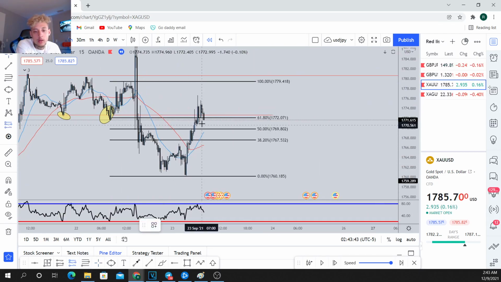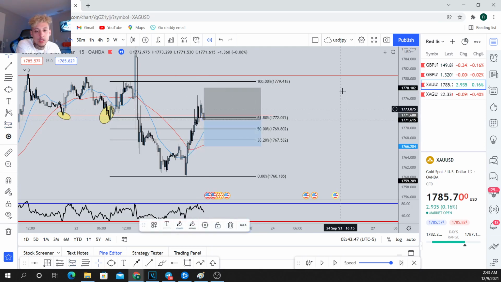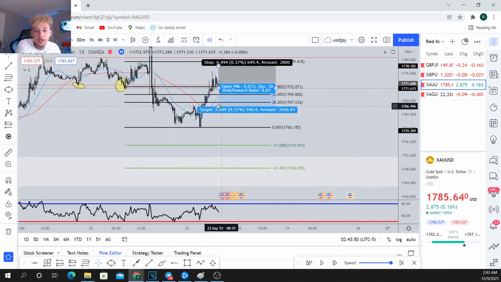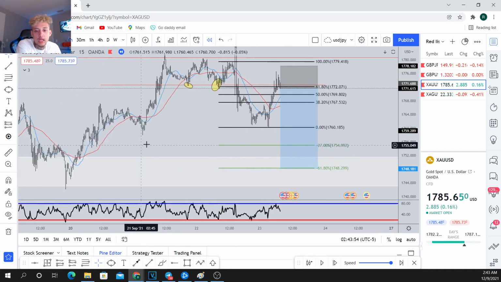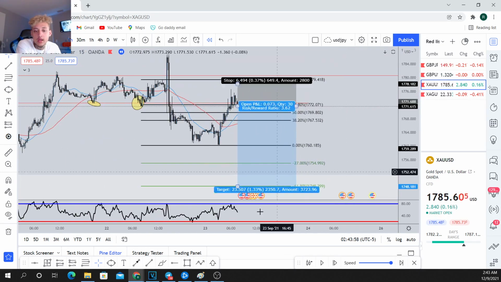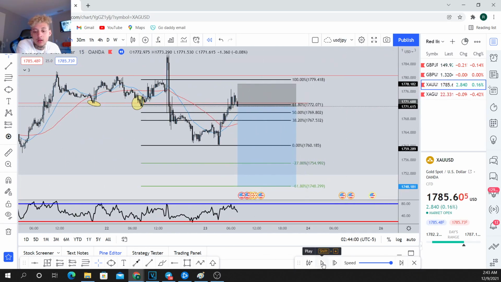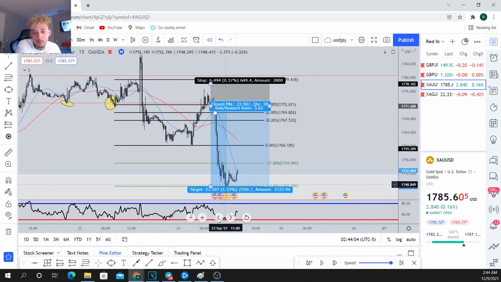We can say, hey, I'm going to enter now. My stop loss is going to be above this wick here at 64 pips. My take profit is going to be down here at this negative 61.8 extension level, where we have a level of supply and the daily time frame lows. Let's just press play and price hit our target pretty much right away.